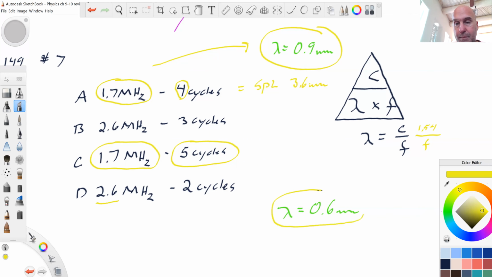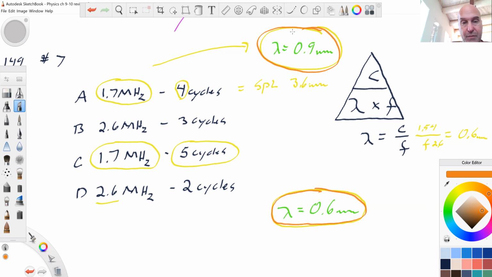That wavelength, when we do 1.54 divided by 2.6, is going to equal a wavelength of 0.6 millimeters. So better. This number here is better than this number here. So far we have better resolution, and we have two cycles.